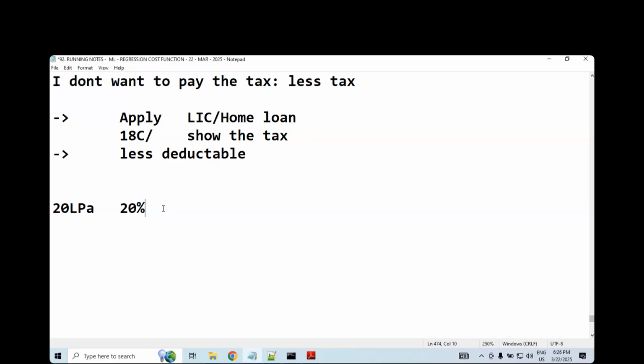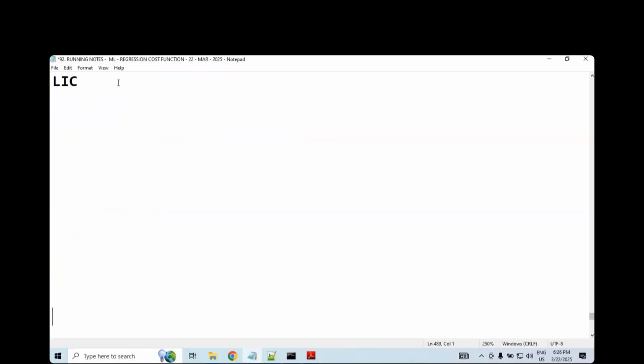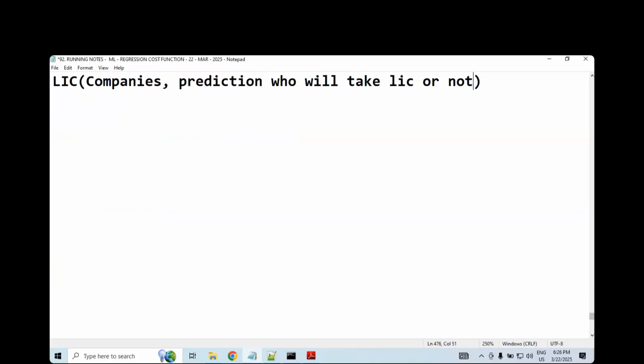Fine then. Sir, then definitely you have to get one kind of small LIC. Here is the story. LIC companies need some kind of prediction: who will take LIC or not. I'm sure now you're entering into the discussion. Imagine there is an agent explaining all the features. He can predict whether you will take insurance or not.